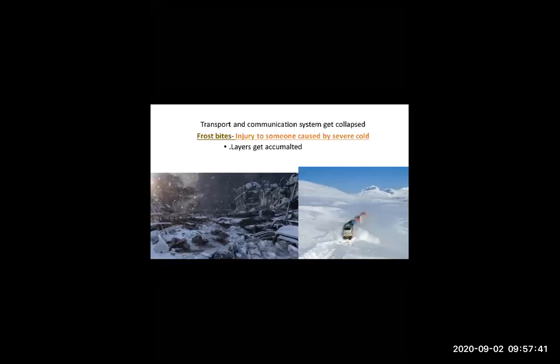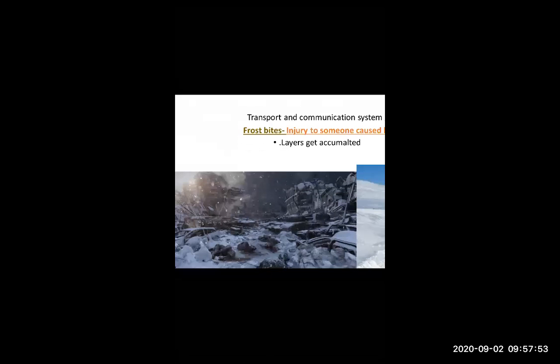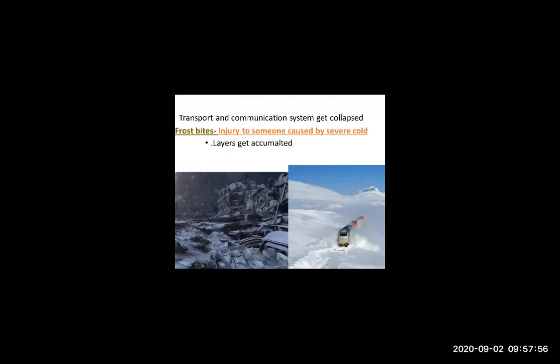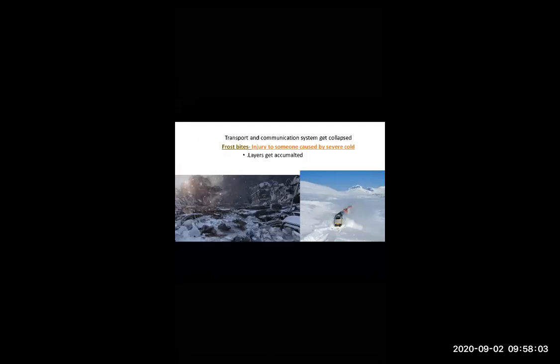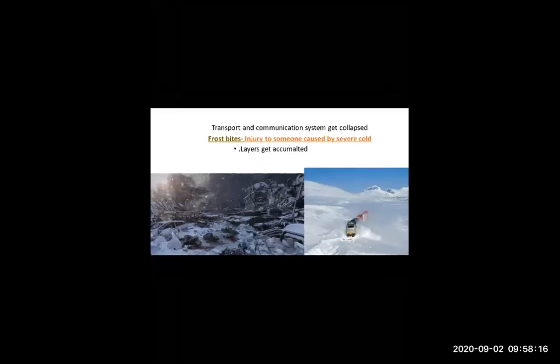So because of snow or snowfall, three things happen. Transport and communication get collapsed. Frostbite means injury of the body that happens because of severe cold. Afterward, snow layers get accumulated. Why do the layers get accumulated? Because snow is in a solid form. Snow is not able to flow like water. So because of that, snow layers get accumulated.